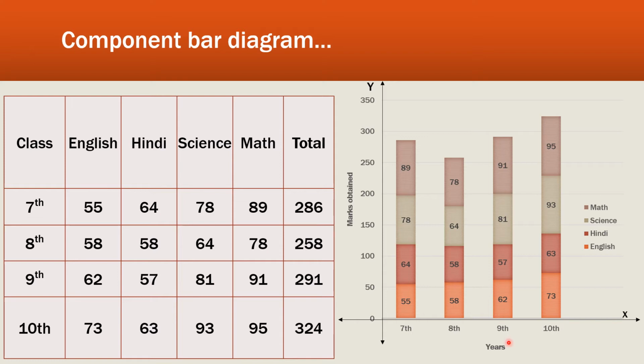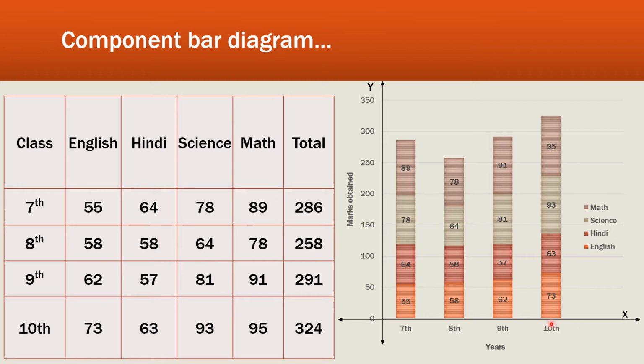In the third bar, we put a line at 62. We add 62 to 57 and we get 119. So we put a line there. Then we add 119 to 81. And when we do that, we get 200. So you put a line there. The remaining are the marks obtained in maths.